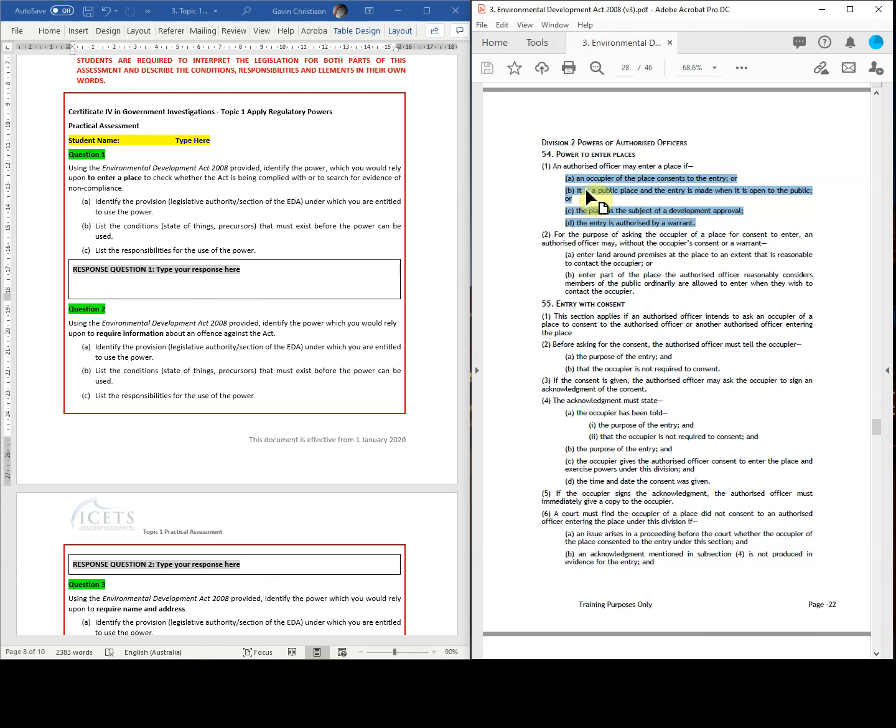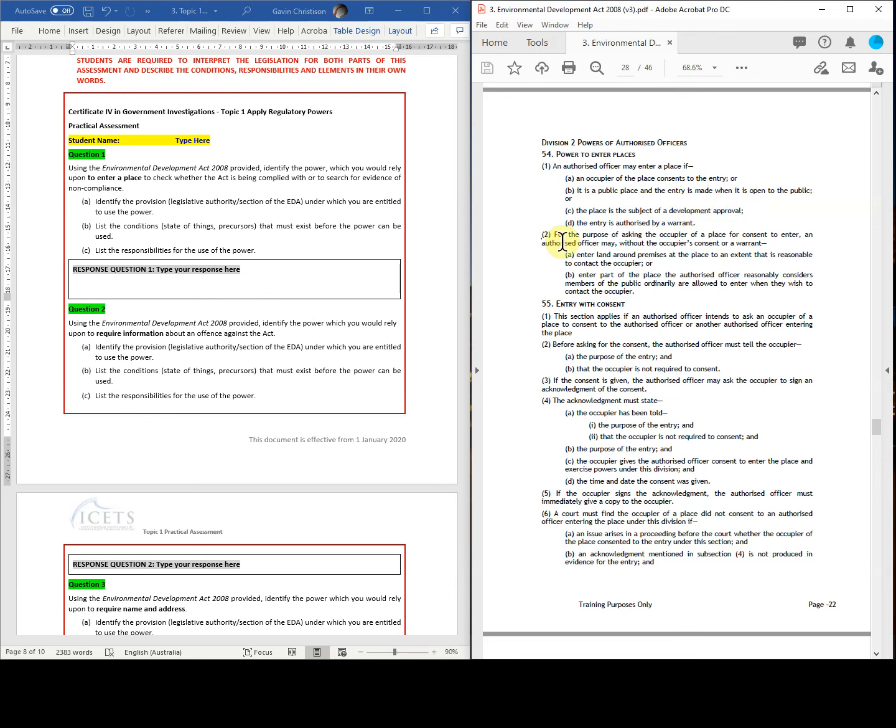So the entry conditions: the entry can be made if the occupier consents under 54(1)(a), or it's a public place open to the public under 54(1)(b), or it's a place subject to a development approval under 54(1)(c), or the entry is authorised by a warrant under 54(1)(d). So there's four different conditions that can be used to gain entry. Now these are all different conditions because they're separated by an or. If they were and, then we would need to comply with all four conditions.